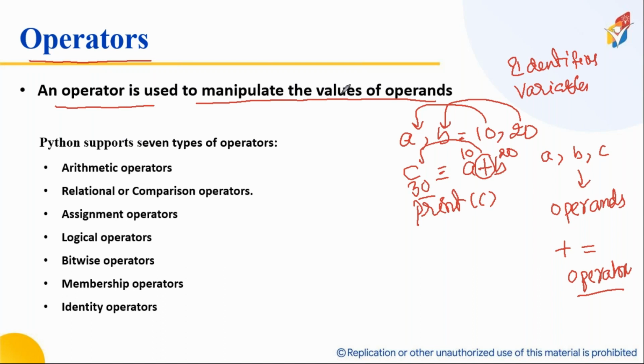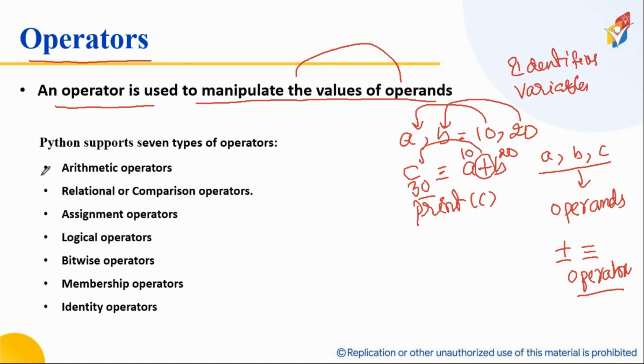Okay? Now why do we need to discuss operators? Understood? Here a, b, c are called operands, and plus and equal to, which I used in this program, are called operators. What are the operators doing? Operators are manipulating the values of operands.